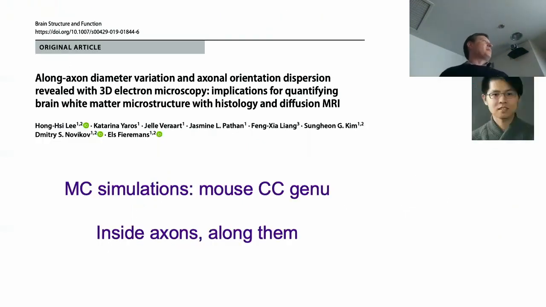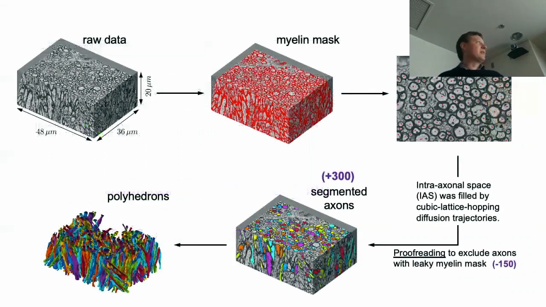And so now we got more interested in this. Our superstar grad student, Hongxi Li, reconstructed a three-dimensional electron microscopy sample in a mouse corpus callosum, and he does Monte Carlo simulation in this reconstructed sample. This was just published in Brain Structure and Function. That's the 3D EM. He segments myelin and intra-axonal space. Extra-axonal space is hard to segment, it's very shrunk, so we only look at intra-axonal space, over 200 axons that are segmented well.